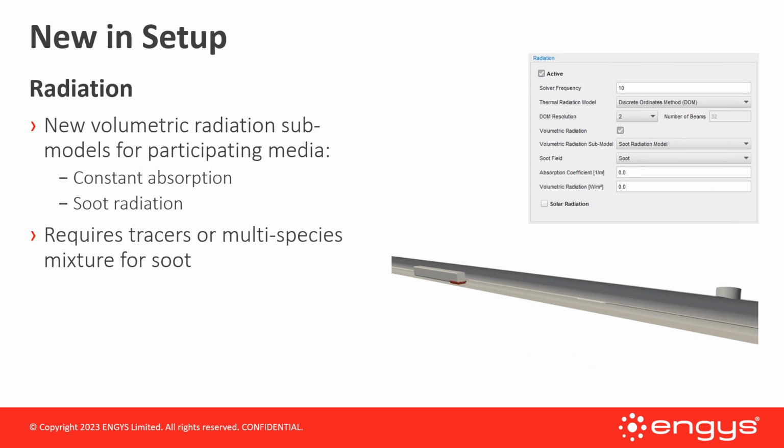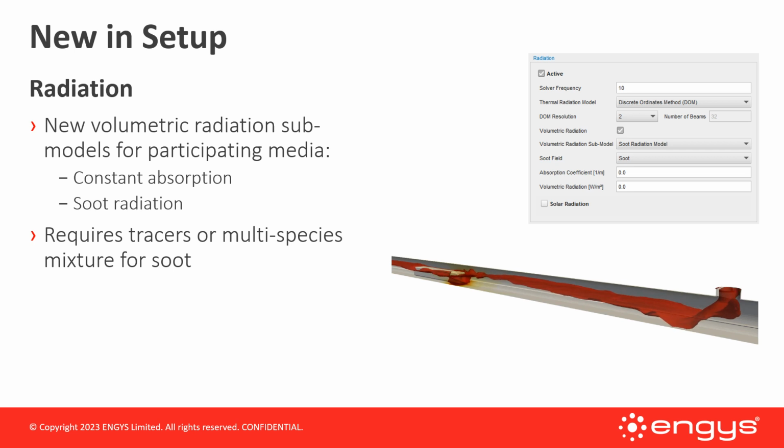With respect to radiation features introduced in Helix version 4, we have focused on the modeling of participating media. We have introduced two new volumetric radiation submodels for participating media. Constant absorption, which represents a simplified approach where the absorption coefficient is assumed to be constant throughout the participating medium. And soot radiation, whose submodel accounts for the effect of soot particles on radiation absorption and emission in the participating medium, providing a more accurate representation of the radiative heat transfer in combustion processes.